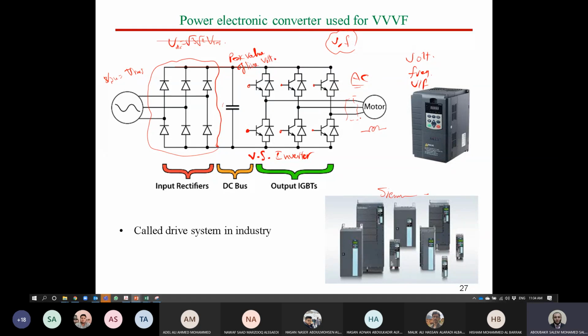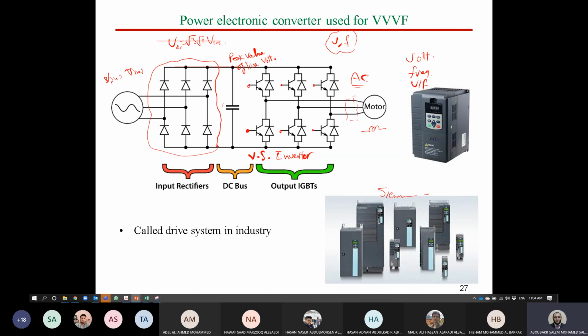So, Doctor, we don't need to use filters always. Not always. It depends on the load. If the load is critical and needs a pure sinusoidal supply, you have to add a filter. Otherwise, you will have a lot of problems.